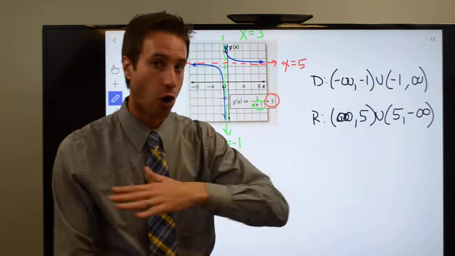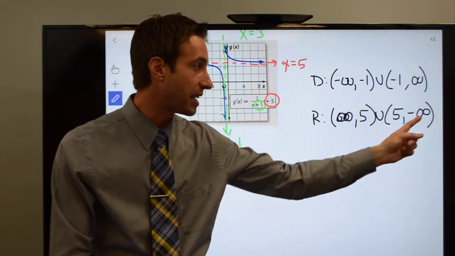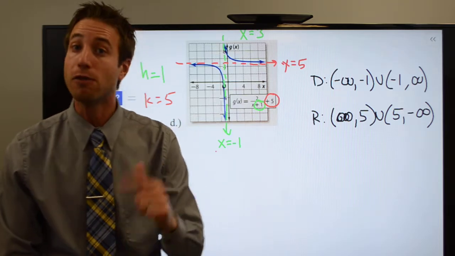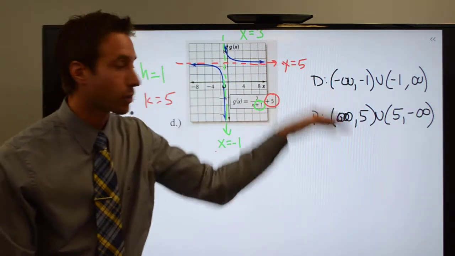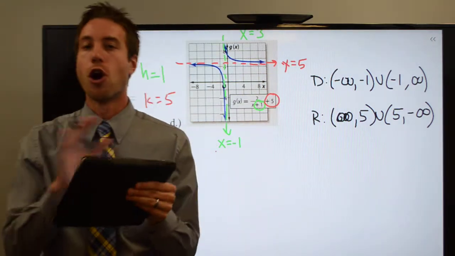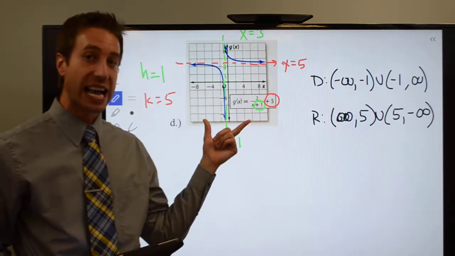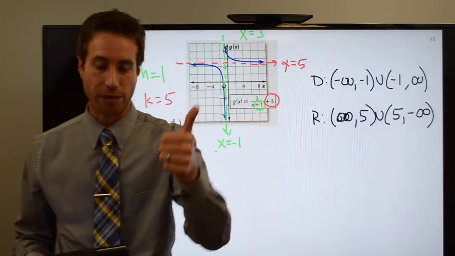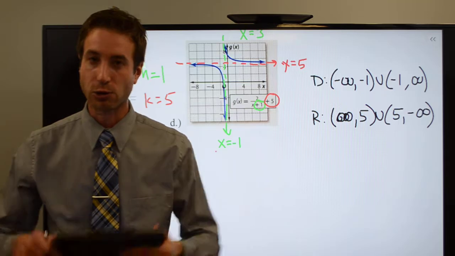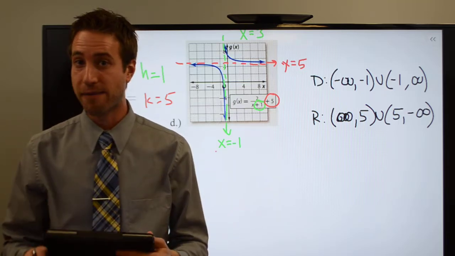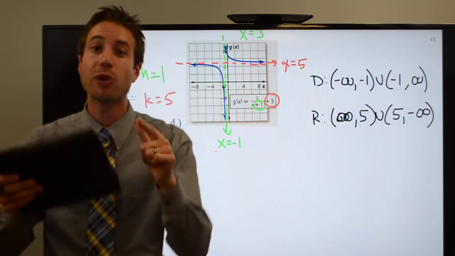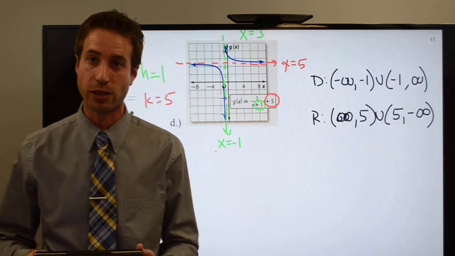And the range is all real numbers, positive infinity to negative infinity, except for a positive 5, because that's where the horizontal asymptote is. All right, guys, hopefully that makes a lot of sense. If I give you the graph, you need to be able to find the vertical and the horizontal asymptotes, as well as then describe for me the h and the k value, and give me the domain and the range.